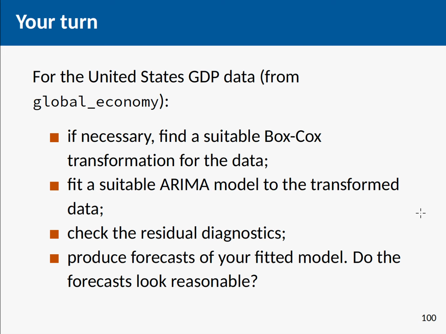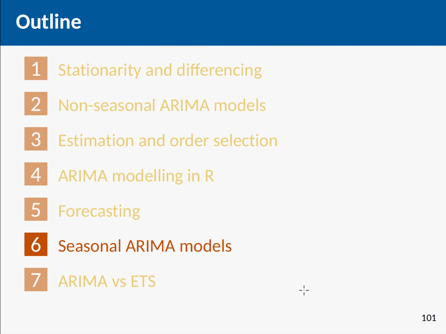Okay, so you can practice this at home. You can take the United States GDP data or GDP data for any other country from global_economy and find a suitable Box-Cox transformation for the data, find a suitable ARIMA model that fits the data, and do the residual diagnostics, and then produce forecasts from the model, especially in this time with COVID-19. You want to forecast the US GDP or GDP of another country that you are interested in.